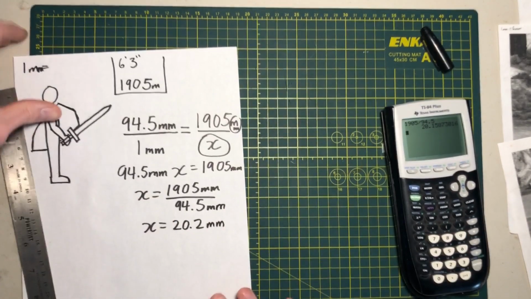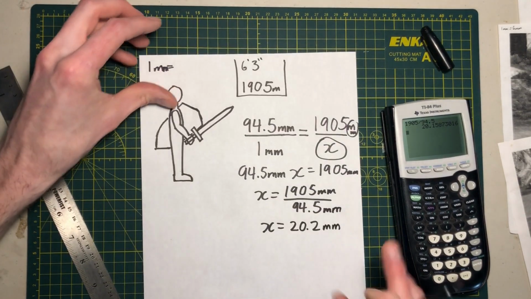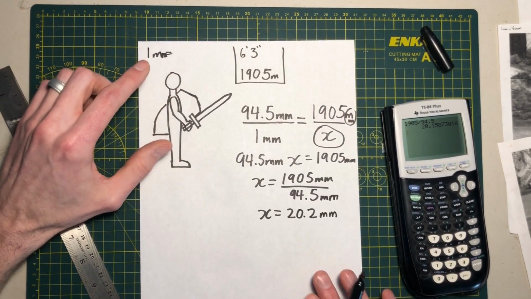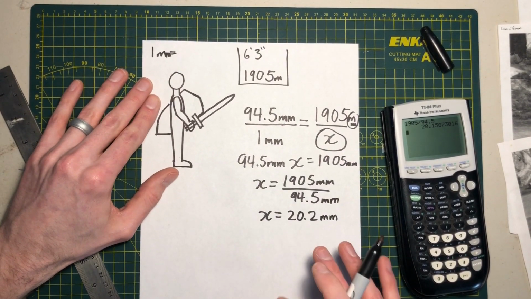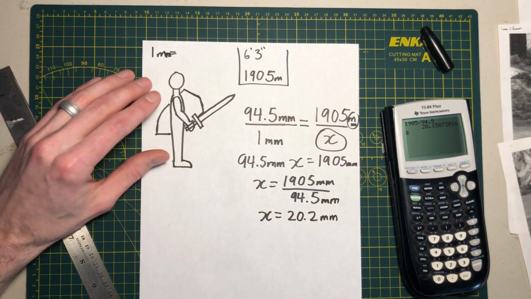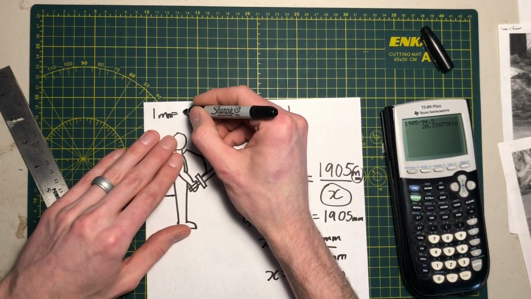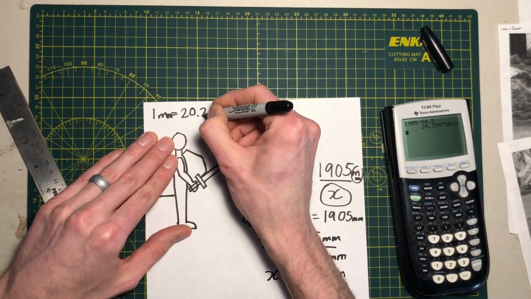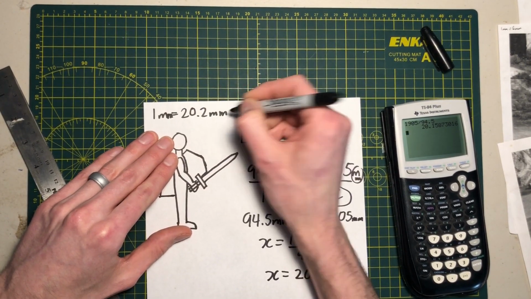So what we have here, this x value, it's really easy actually. All we have to do now is multiply. 1 millimeter on the page is equal to 20.2 millimeters in real life. So 1 millimeter, this is our scale, is equal to 20.2 millimeters.